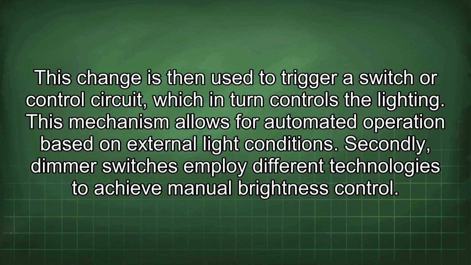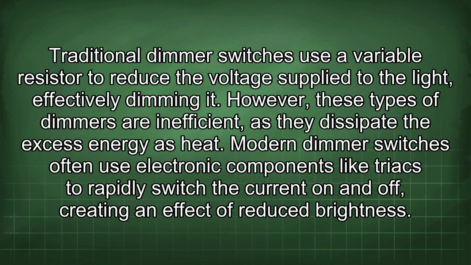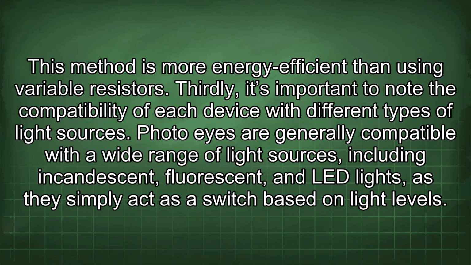Secondly, dimmer switches employ different technologies to achieve manual brightness control. Traditional dimmer switches use a variable resistor to reduce the voltage supplied to the light, effectively dimming it. However, these types of dimmers are inefficient, as they dissipate the excess energy as heat. Modern dimmer switches often use electronic components like triacs to rapidly switch the current on and off, creating an effect of reduced brightness. This method is more energy efficient than using variable resistors.